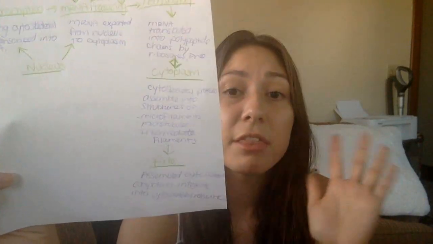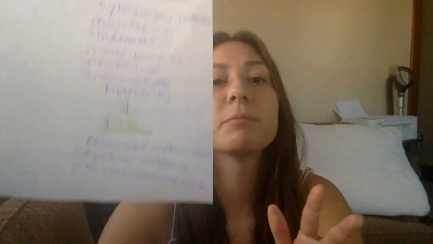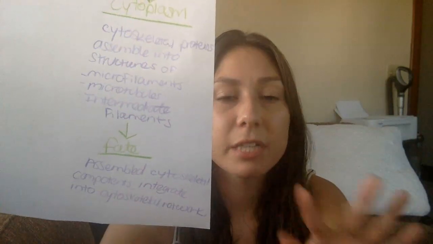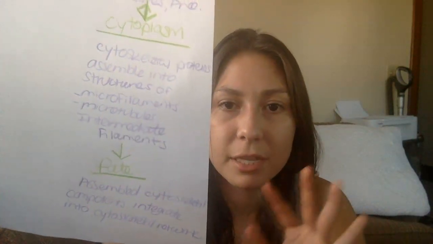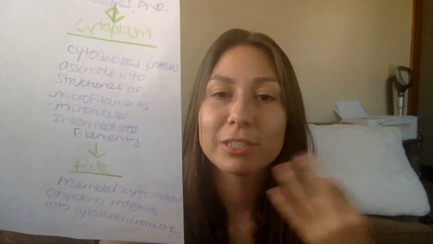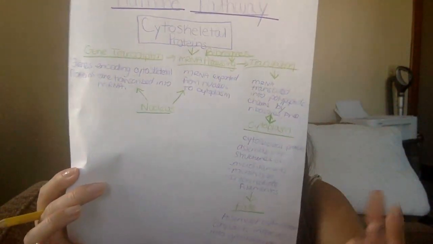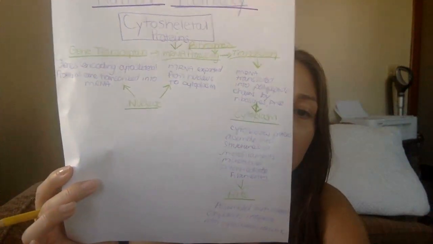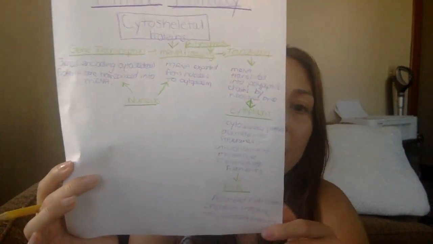Okay. And the final fate of this intracellular protein is that it's going to assemble the cytoskeletal components and integrate into your cytoskeletal structure. And of course, this is from the beginning to the end of the cell, but there are more processes of degradation and how the cell is able to recycle and things like that. But that is the final fate.